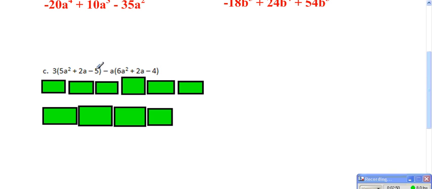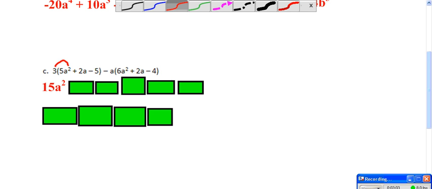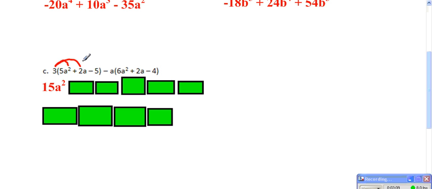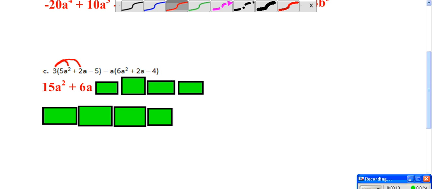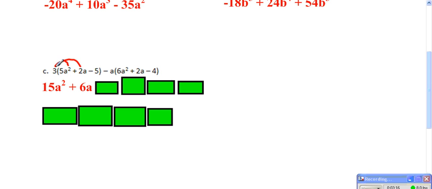First thing that would start off here on this problem is go ahead and distribute my 3 into the trinomial. 3 times 5a to the second gives us 15a to the second. Go ahead and distribute again. 3 into 2a. 3 times 2a gives us 6a. And 3 times negative 5 would give us negative 15. Here's what we have so far.